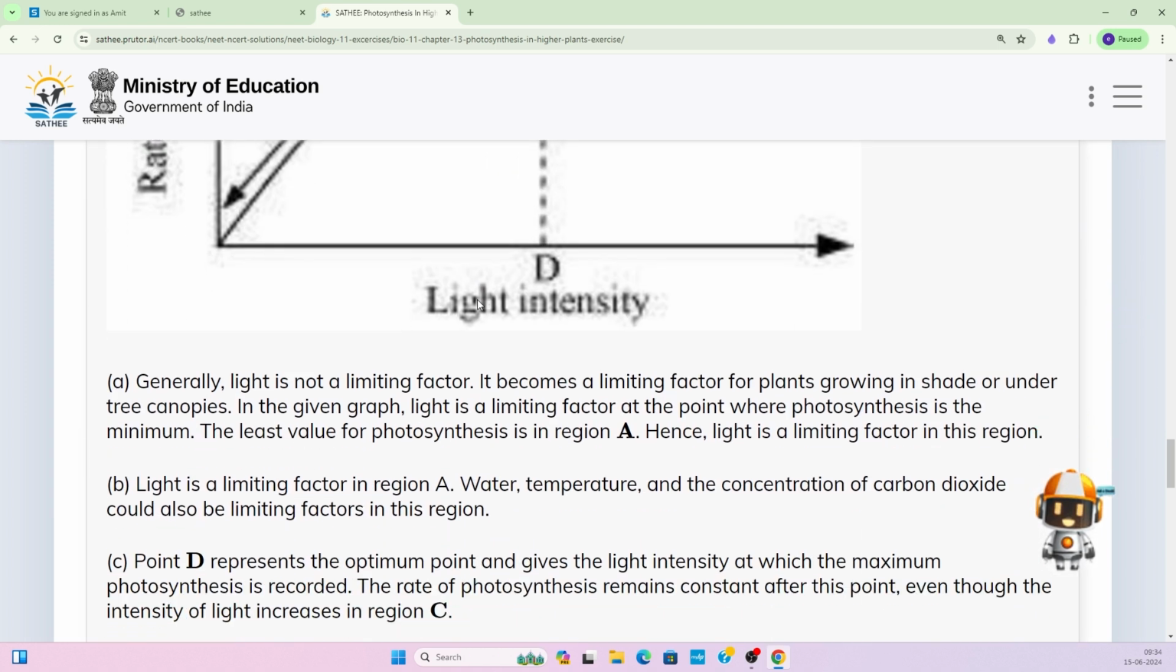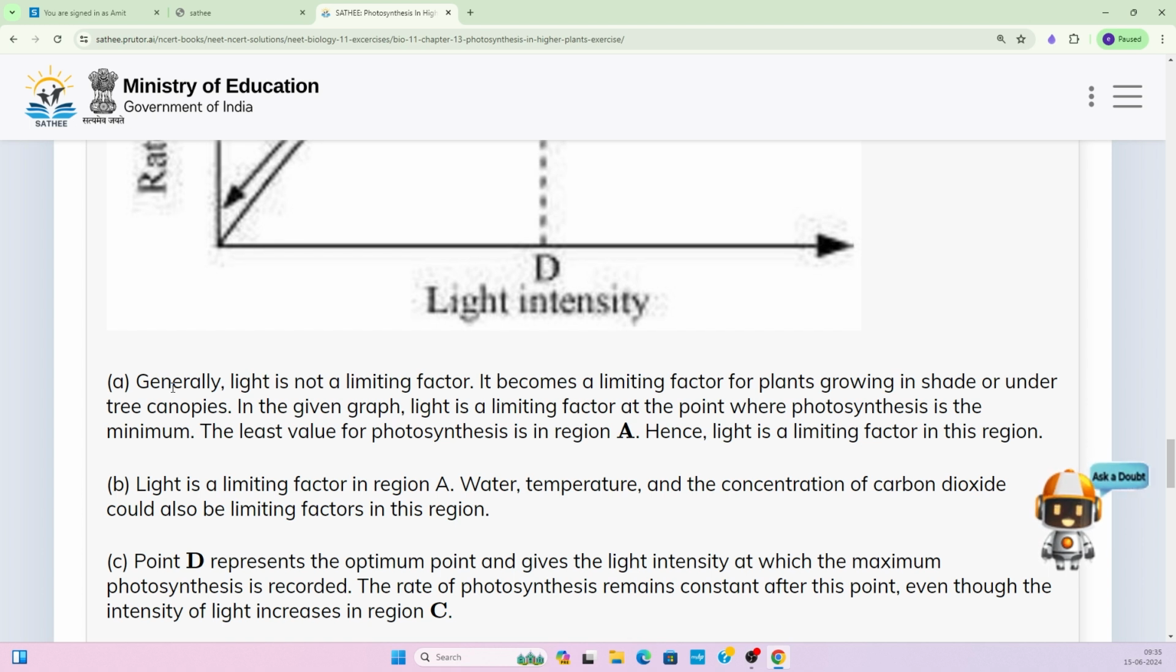So first, generally light is not a limiting factor. Okay, light is not the limiting factor. It becomes a limiting factor for plants growing in the shade or under the tree canopies. So only for those plants that are not getting light directly, that are growing under the shade or under the tree canopies.